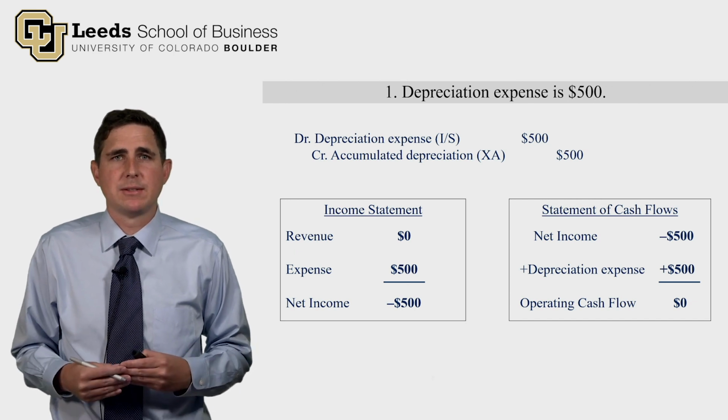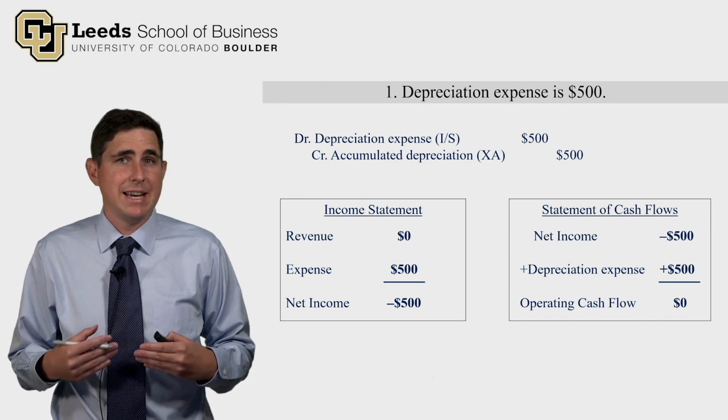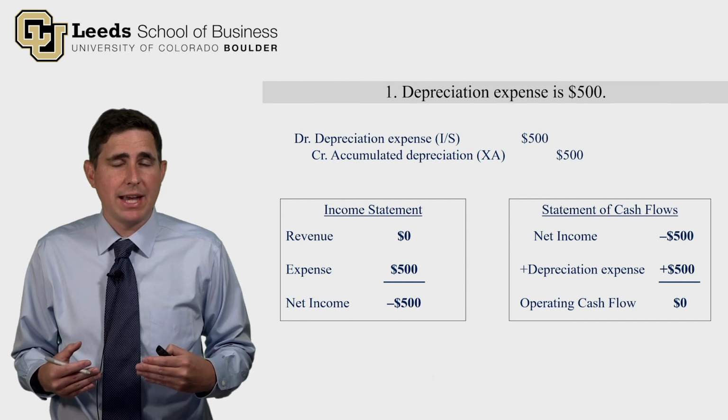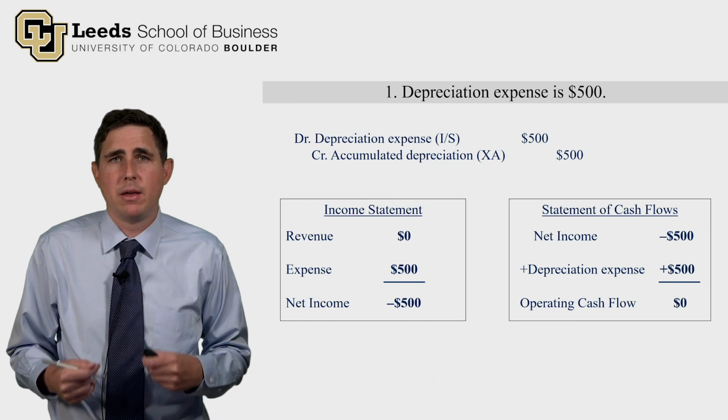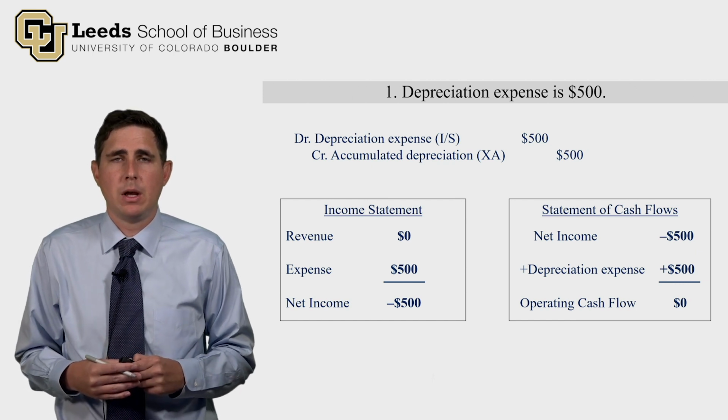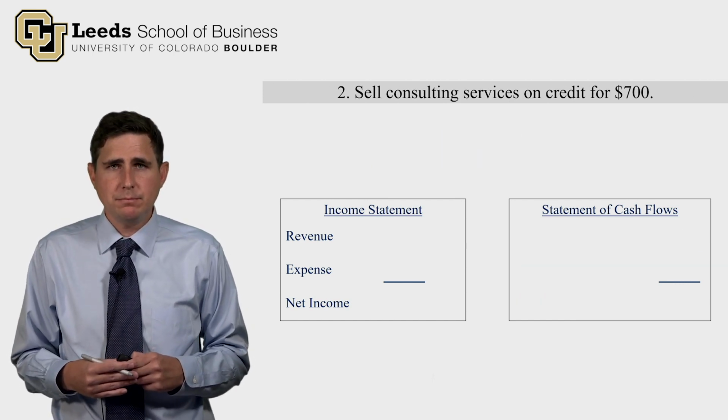And that should make sense. If you look at this journal entry, it's not involving the cash account at all. So our operating cash flow should be unaffected by this single transaction. Okay, let's move on to number 2.